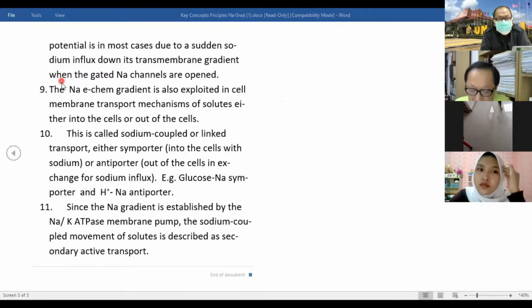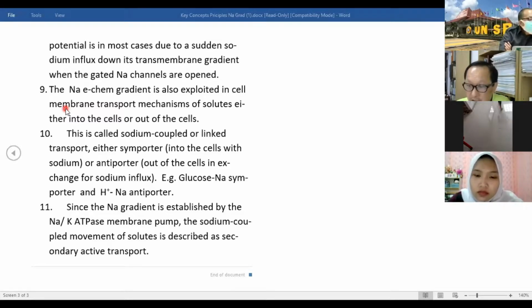Now, besides this action potential, which is transmitted both in your sensory nerves and also the motor nerves, it means all the electrical impulses in the body involve this movement of sodium, down either your motor nerves or your sensory nerves, and it also happens at the synapses. Okay, so point number 9 is that this gradient is not only important in the electrical transmission of messages in your body, but this sodium electrochemical gradient is also exploited in cell membrane transport mechanisms of solutes entering or leaving the cells.